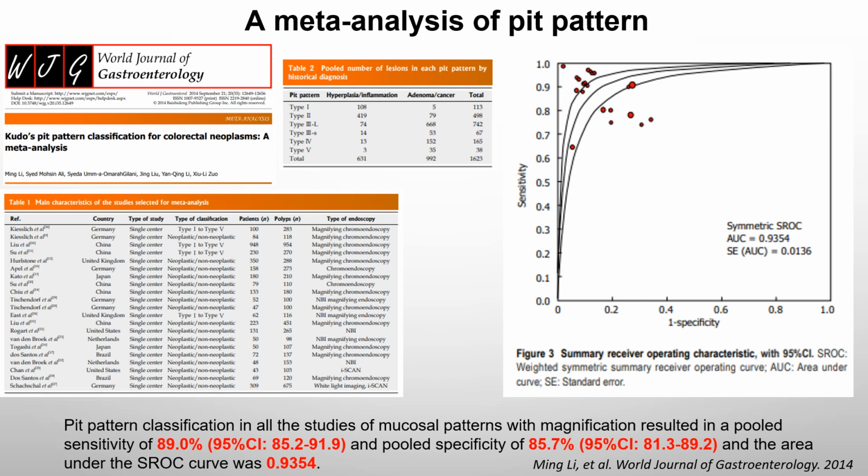Pit pattern classification in all the studies of mucosal pattern with magnification resulted in a pooled sensitivity of 89% and pooled specificity of 85.7%, and the area under the ROC curve was 0.9354.